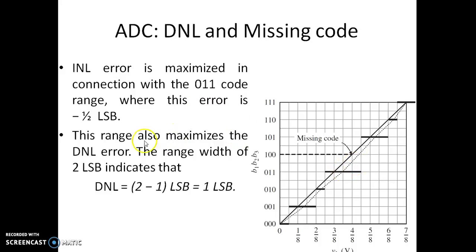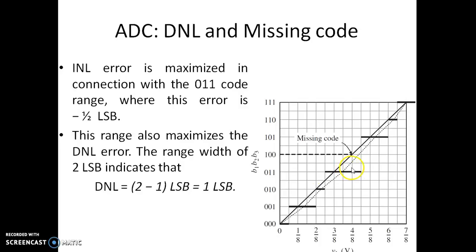This range also maximizes the DNL error. So wherever we have the maximum INL error, this range also maximizes the DNL error. Now you can see this is the range width. The range width is actually 2 LSB.